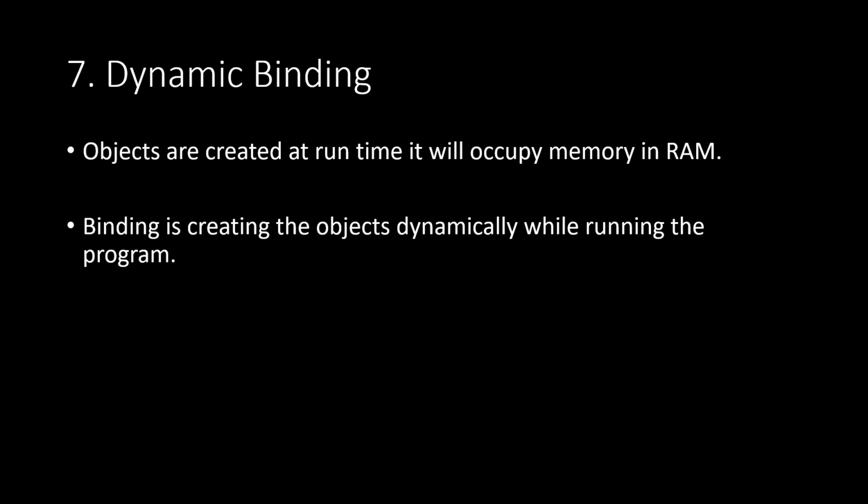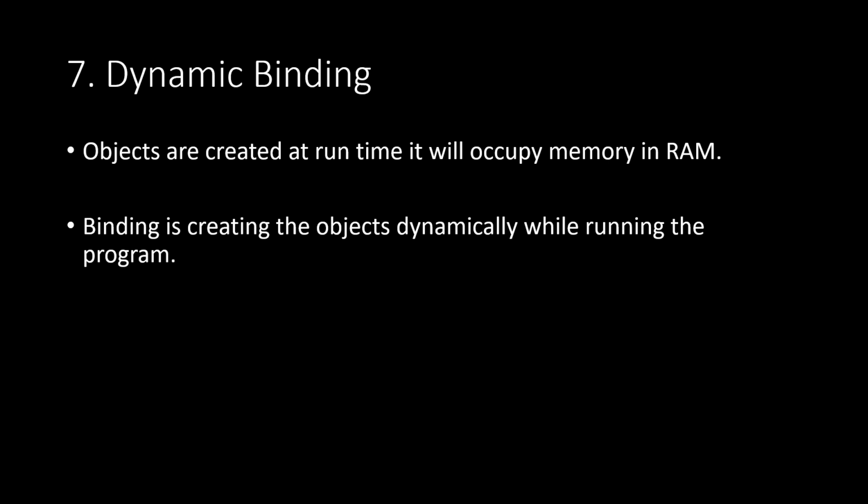Next we will see what is dynamic binding. Dynamic binding is nothing but the objects are created only at the time of running the program. When you are running a C++ or Java program, the objects will be dynamically created. Using the class, the compiler can understand, and the objects are created only during the run time. When you are running the program, the objects will be created and memory space will be allocated for that particular object.